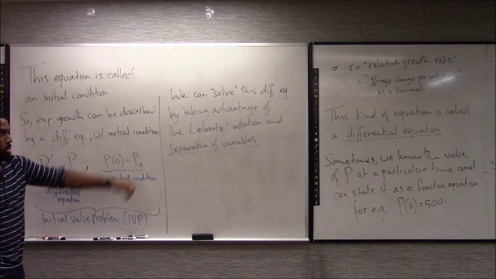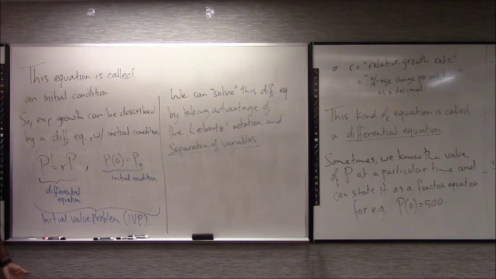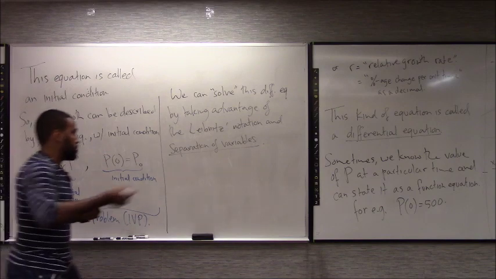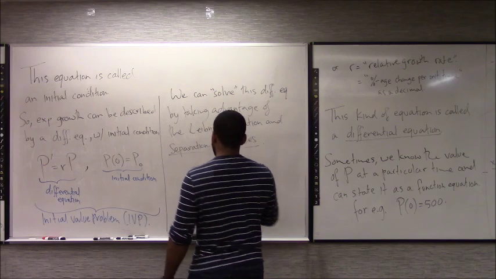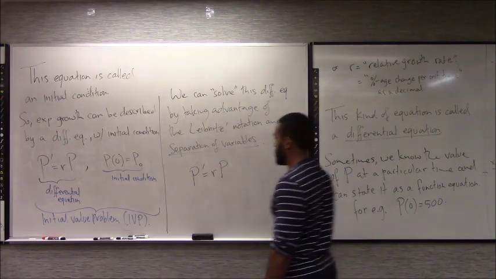Separation of variables is a particular technique to get this done. It doesn't always work, but in nice cases it does work. In particular, this case it would work. As the name suggests, we separate the variables in order to be able to solve it. So let me show you that. If you have P prime equals R of P, we can take advantage of the Leibniz notation.